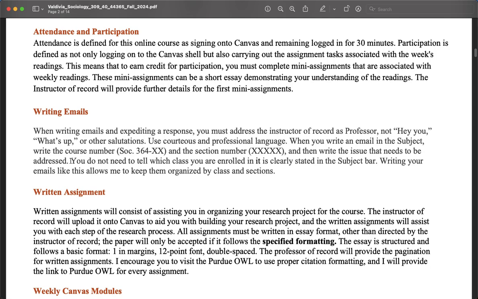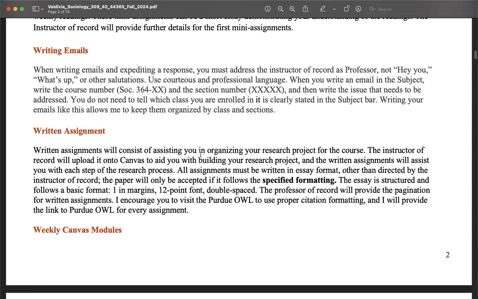So then I would either open it or not open it, but it's just about being very specific in terms of what you want me to address from your email. Okay, well, hopefully that makes sense. All right, now, written assignments.